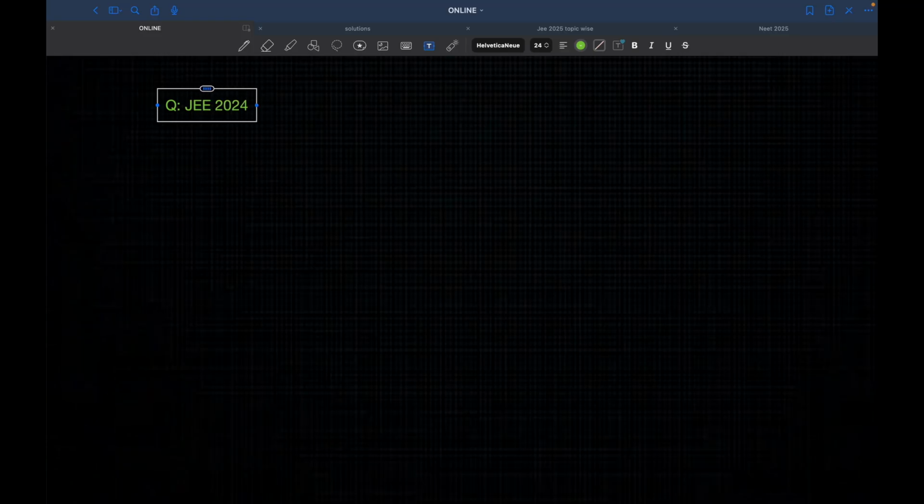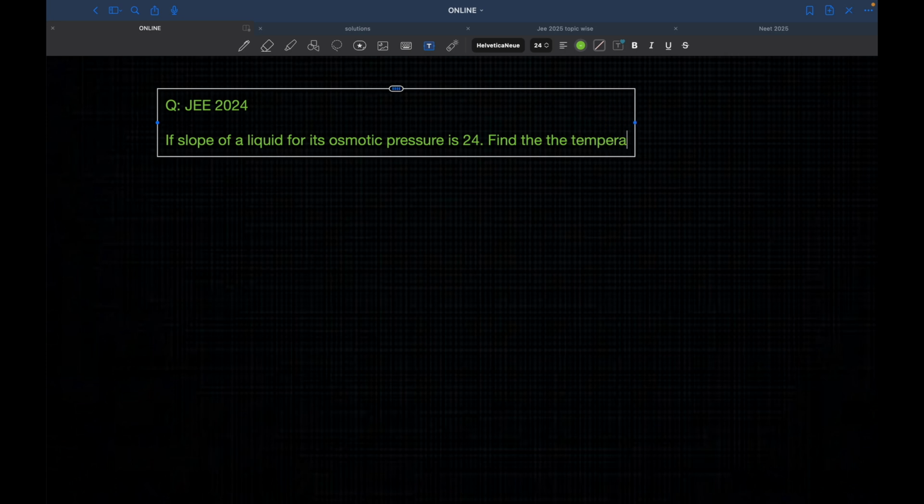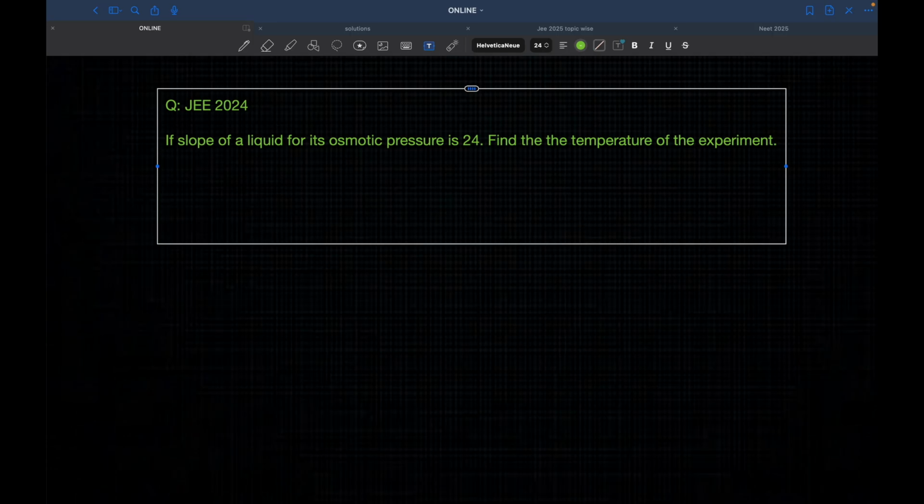This is a 2024 question, look at it. If the slope of a liquid for its osmotic pressure is 24, find the temperature of the experiment. Do it. Pi equal to CRT.